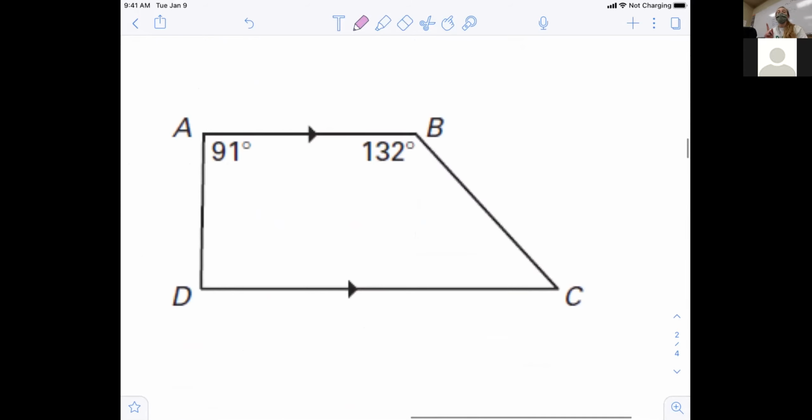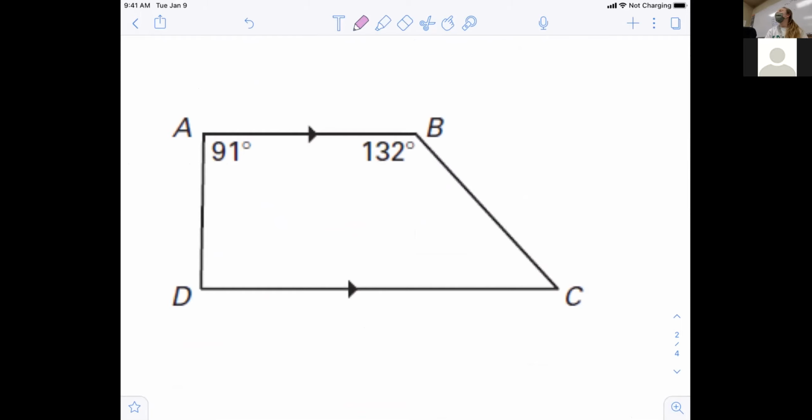Now, is this an isosceles trapezoid? Why not? Because what? There's no congruent marks. Good. I just couldn't hear you. There's no congruent marks. It's not isosceles. So now we have to do a little bit of work to find it.